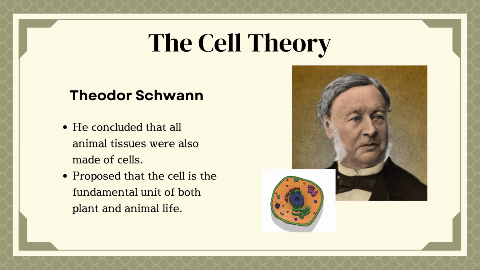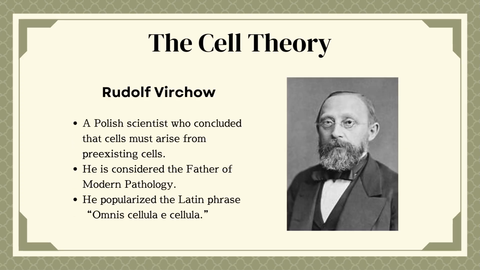Next, we have Theodor Schwann. He concluded that all animal tissues were also made of cells, and proposed that the cell is the fundamental unit of both plant and animal life. Now, you may be wondering, what is the difference between Theodor Schwann and Matthias Jakob Schleiden? Schleiden focused more on plant cells, while Schwann focused more on animal cells.